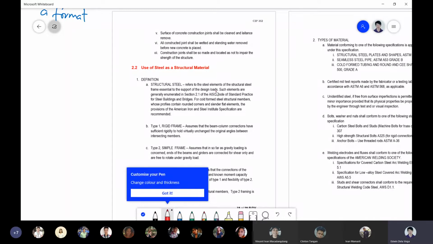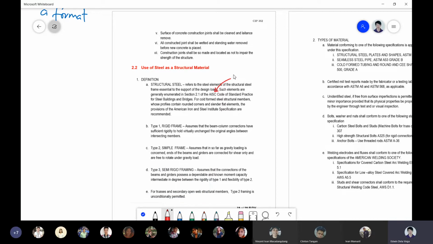So the AISC is actually the referral code of the NSCP. Okay, such elements are usually cold formed steel structural members. It can also be hot rolled.